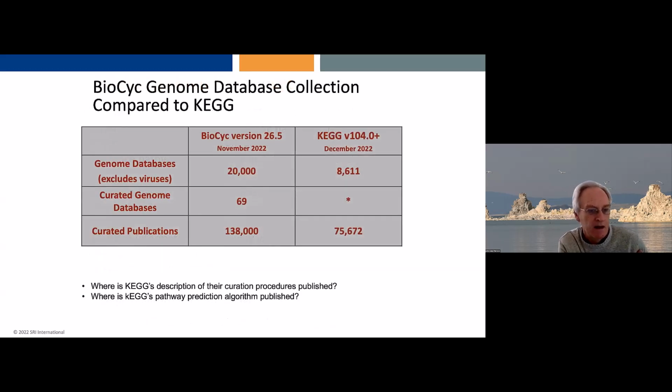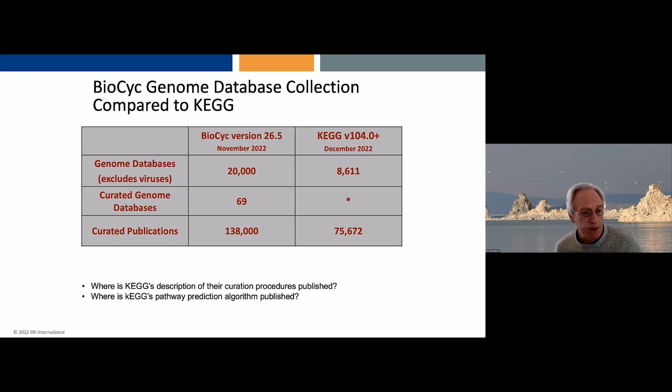And I want to both present some more detail on how much data we have in MetaCyc and BioCyc, and also do a quick comparison to the KEGG database that many of you are familiar with. In BioCyc overall, we have 20,000 pathway genome databases for 20,000 sequenced organisms. In KEGG, it's 8,600. We have 69 Tier 1 and Tier 2 databases in BioCyc. In KEGG, we don't really know how to compute that, and we're not even sure if KEGG has a notion of Tier 1 or Tier 2.